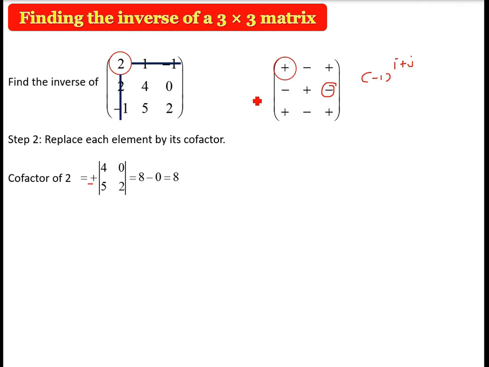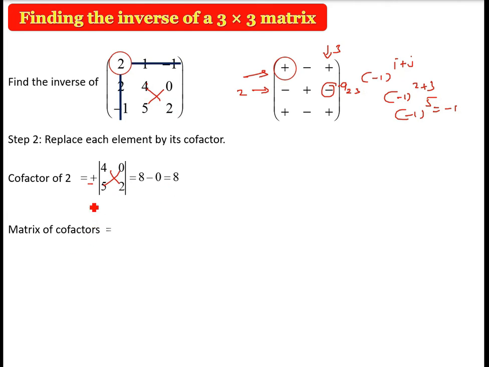For example, this has come. How has this come? This is the second row, this is the third column. What is this? Second row, third column, A 2 3. So minus 1 to the power 2 plus 3 is what? Minus 1 to the power 5. And because it is odd, it is going to be minus 1. So when we take 2, it will be plus. I hope you got the idea of the sign, because the minor with sign is the cofactor. Okay, 4, now cross multiply: 4 into 2 minus 5 into 0, 8.